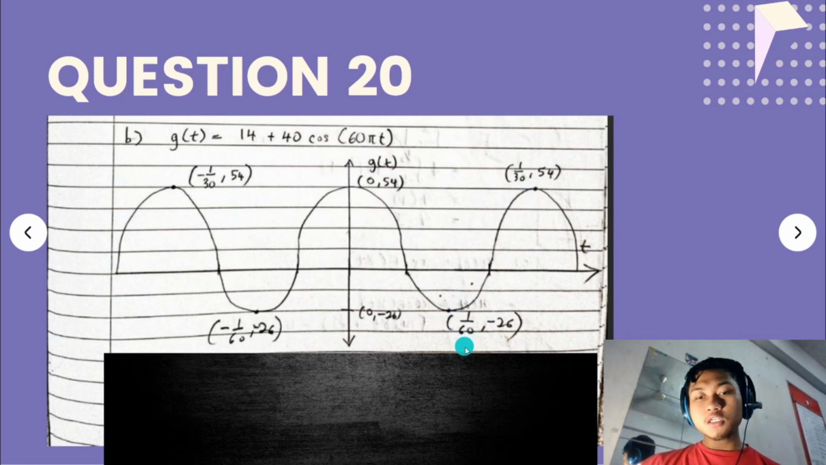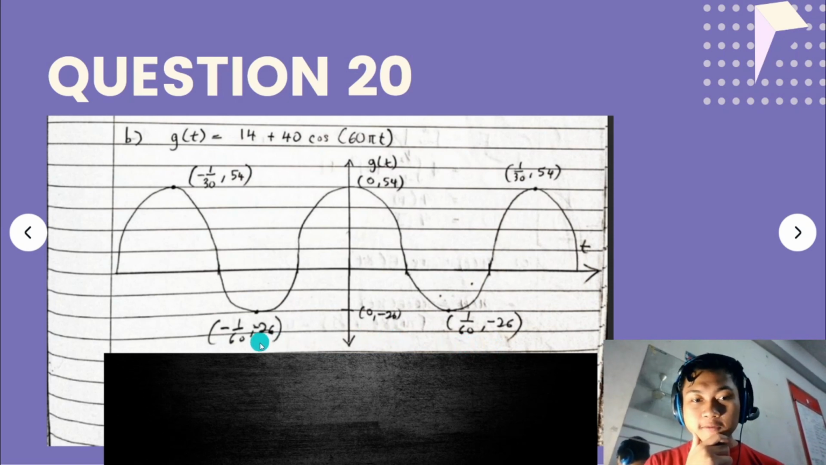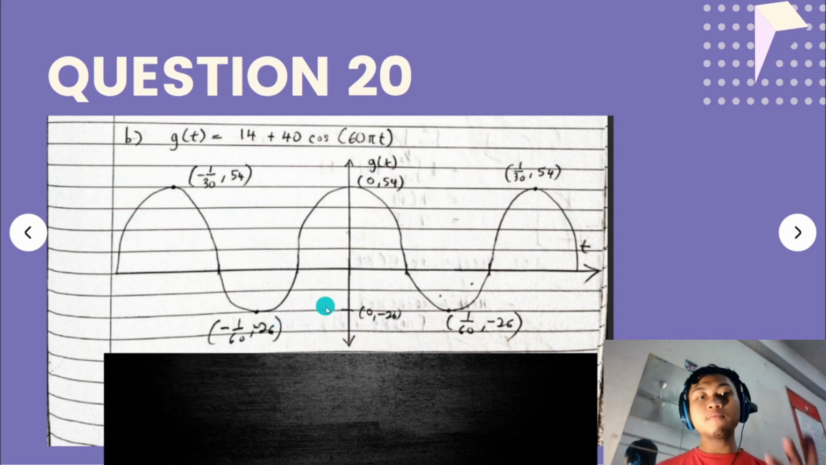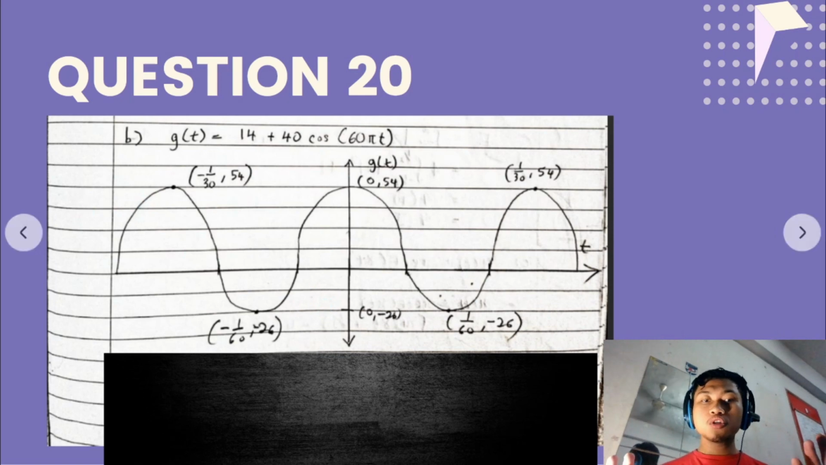Here it is 1 over 60. Why is it 1 over 60 right here? This is actually 180 degrees, so we just divide by 2 and we get 1 over 60. And here is negative 26, the same thing. We get the value from here, and here is also the same, negative 26. Here is also negative 1 over 60. It's the same on the right and left because this is a periodic function.